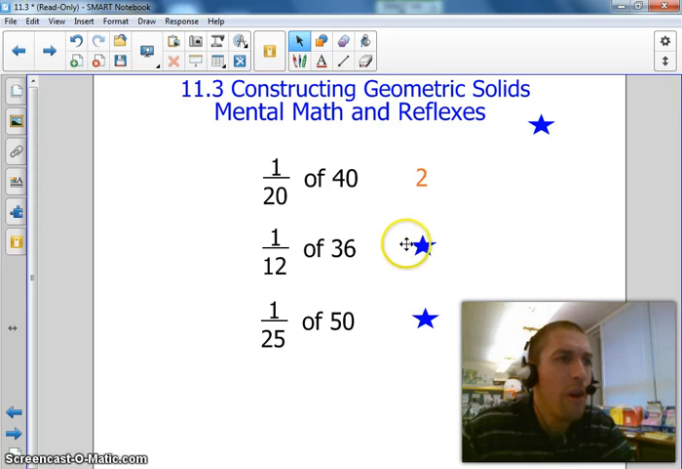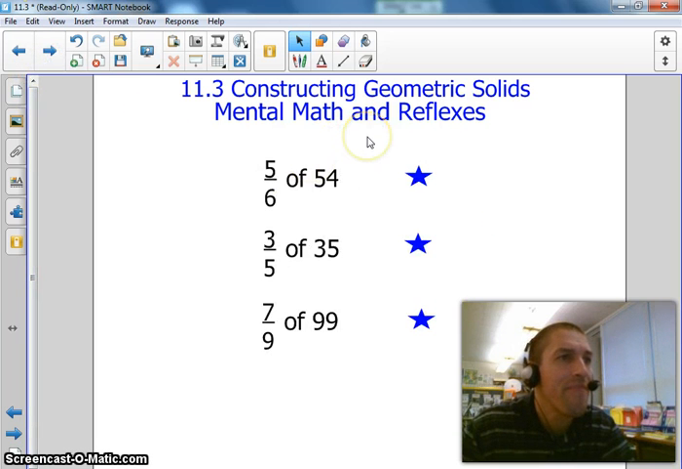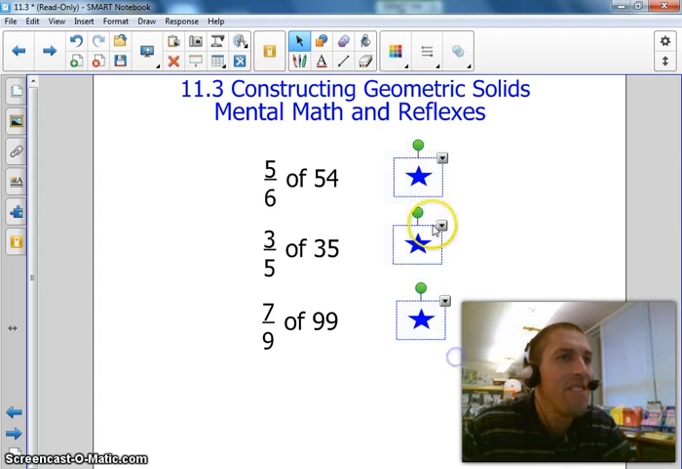36 cut into 12 parts would be 3. One group of 3 would be 3. How about this one? 2. Good. Try it on your own here.